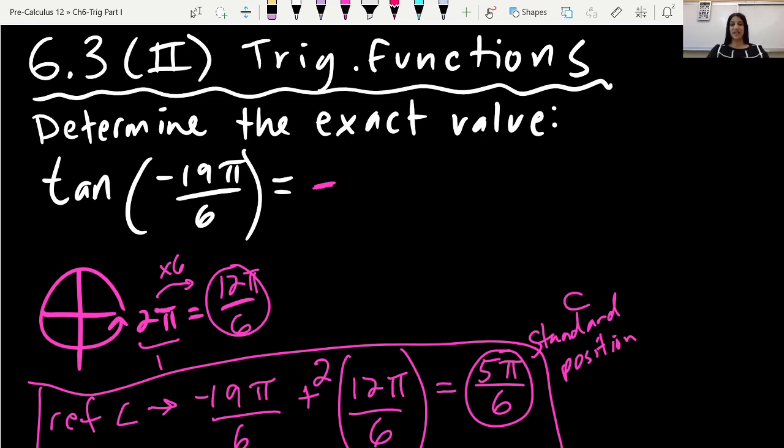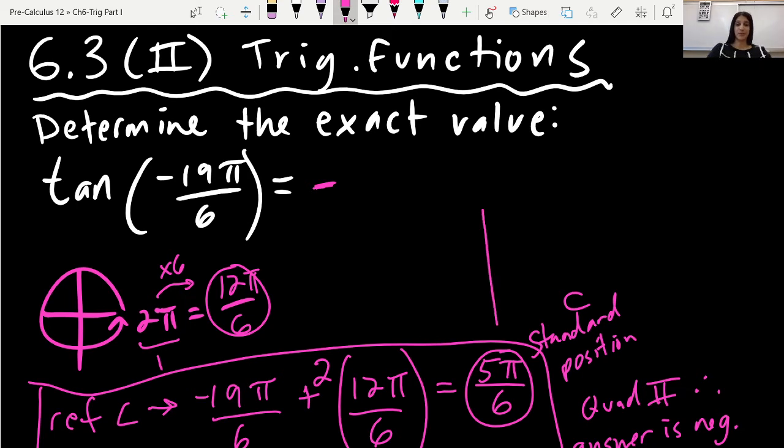We decided that this must be in quadrant 2. So that's helpful for us to know. It's in quadrant 2. Therefore, the answer is negative. Good for us to know and to keep in mind. I could draw it in quadrant 2, or I could just get down to the special angle stuff to help me figure out what to do with this.